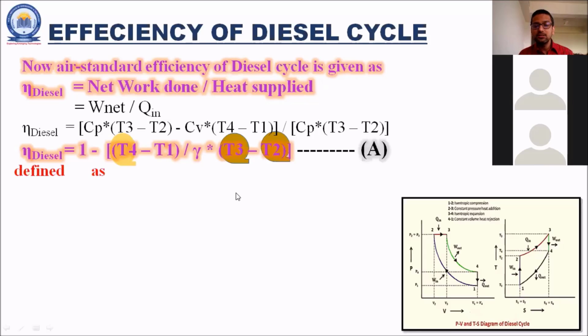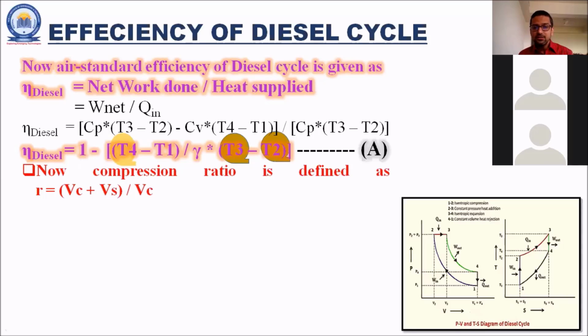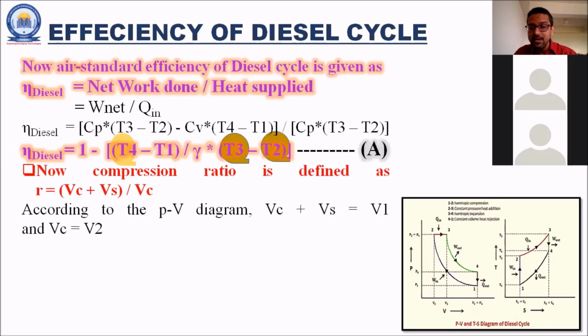So let us proceed further in the derivation. Now the compression ratio is defined as small r is equal to (Vc plus Vs) divided by Vc, the same equation as the Otto cycle. Considering the PV diagram, Vc plus Vs is equal to V1, that is the total cylinder volume, divided by Vc, that is the clearance volume. And according to the PV diagram, Vc is equal to V2. So substituting these values in the above equation of compression ratio, I am getting small r is equal to V1 by V2.